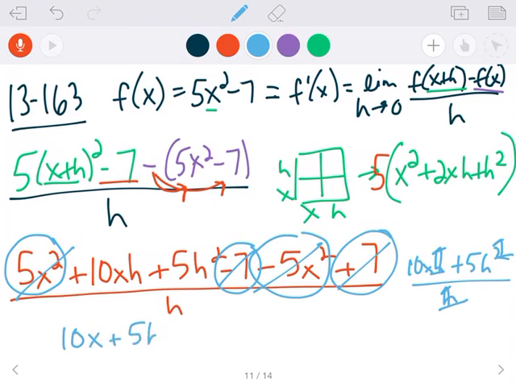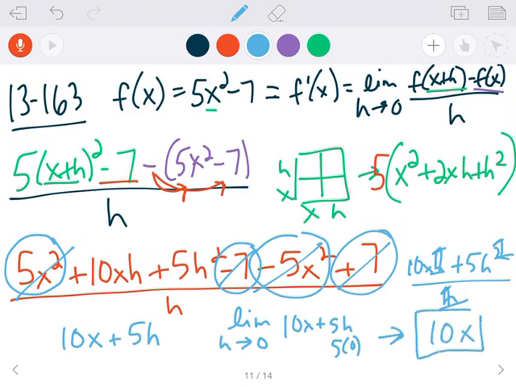plus 5h. And so when we find the limit as h approaches 0 of 10x plus 5h, we know 5 times 0 is 0, so we're just left with 10x. So that would be our slope function for this equation, which means we could plug any number in for x, and it would tell us the instantaneous rate of change at that point.